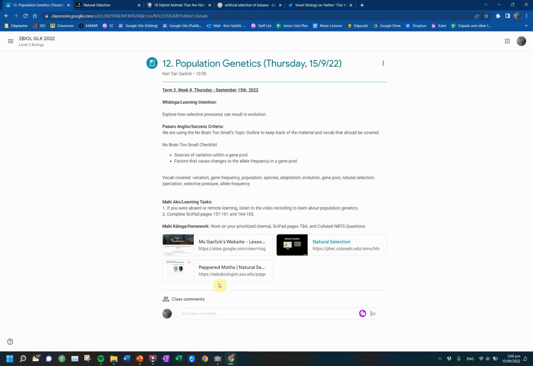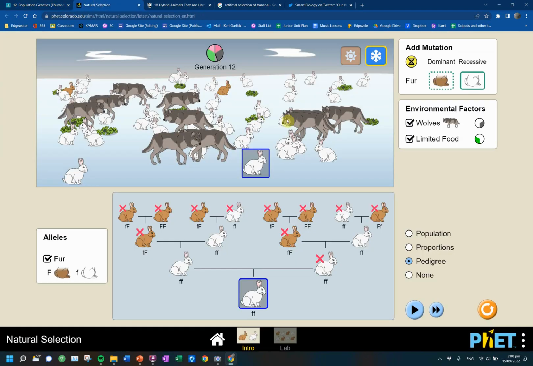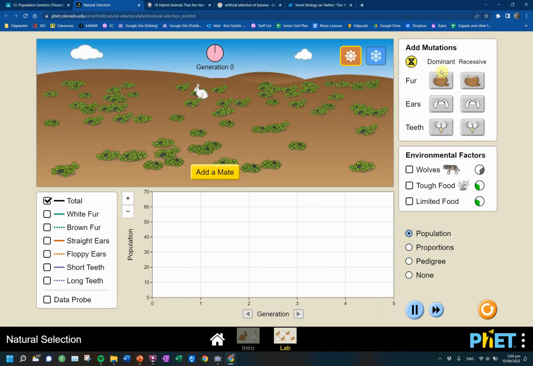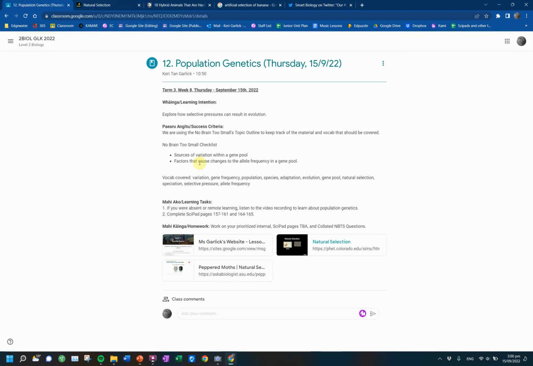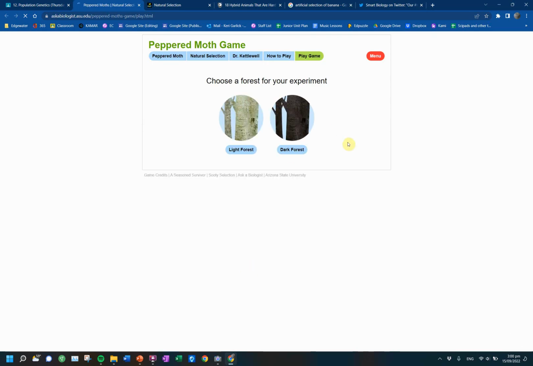On Google Classroom, I put 2 websites down. This one has the bunnies. You can do this and have more manipulation, so you can play with fur color and ears and teeth, and you can also do wolves, tough food, and limited food to play with the different traits. The other link that I put on there, this one's a fun one. It's a little game. So you have peppered moths, and you can choose your forest.